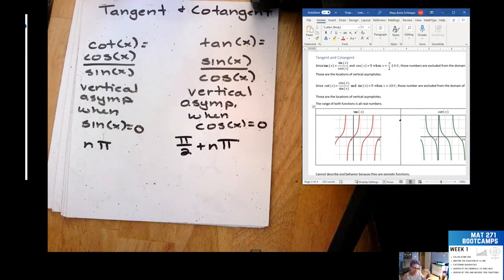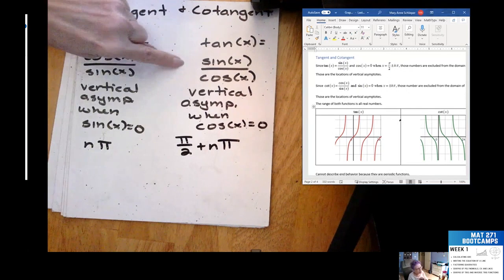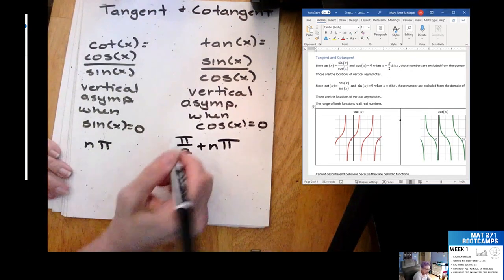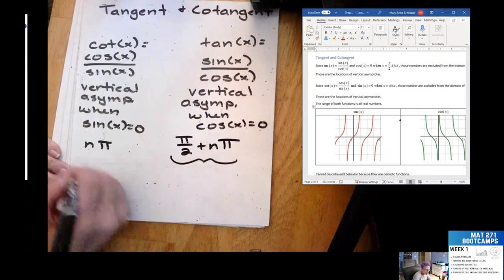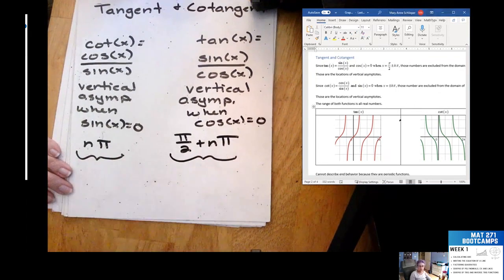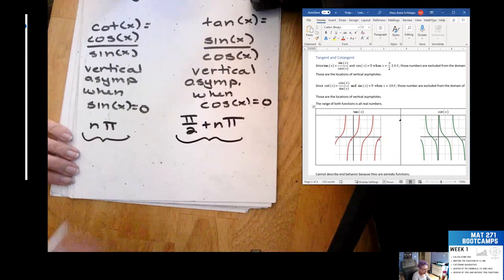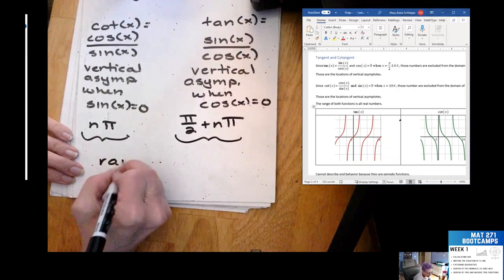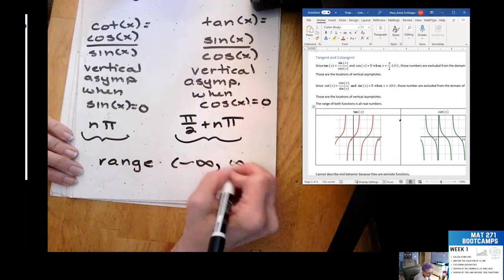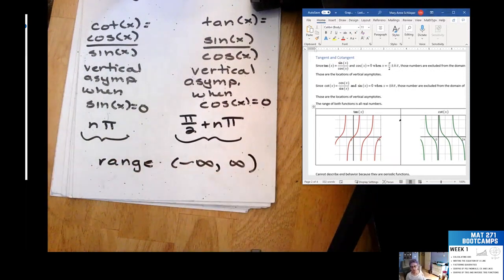So if you have a general idea what it looks like, you know it's equal to sine over cosine. You know its domain is everything except these numbers. That's where the vertical asymptotes live. And the range of both is all real numbers.